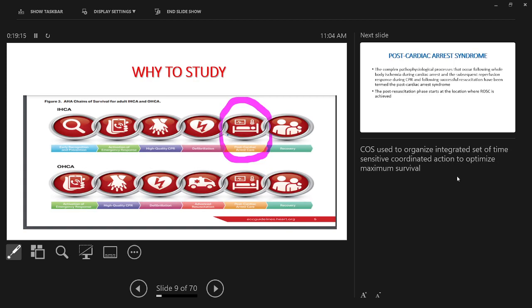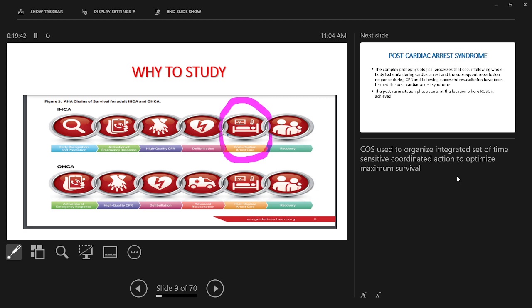So why to study? Why is post-cardiac arrest care so important? Because in the new AHA 2020 guidelines, in the chain of survival, you can find post-arrest care is a component. If we only achieve ROSC, this is not the end, because the last link in the chain is recovery. So our last goal is to get a good recovery and a favorable neurological outcome. Without giving proper post-cardiac arrest care, we can't achieve that.